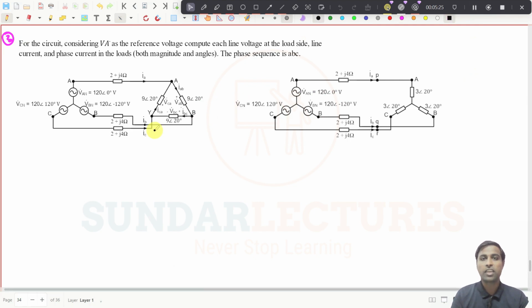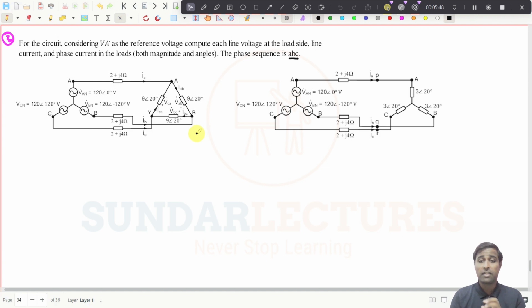Now you see, this is problem number 3, and for the circuit, considering VA as the reference voltage, compute each line voltage at the load side, and the line current and phase current in the loads, both magnitude and angles, right? The phase sequence they have given you is ABC. See, try to understand one thing. They have given this circuit, right?